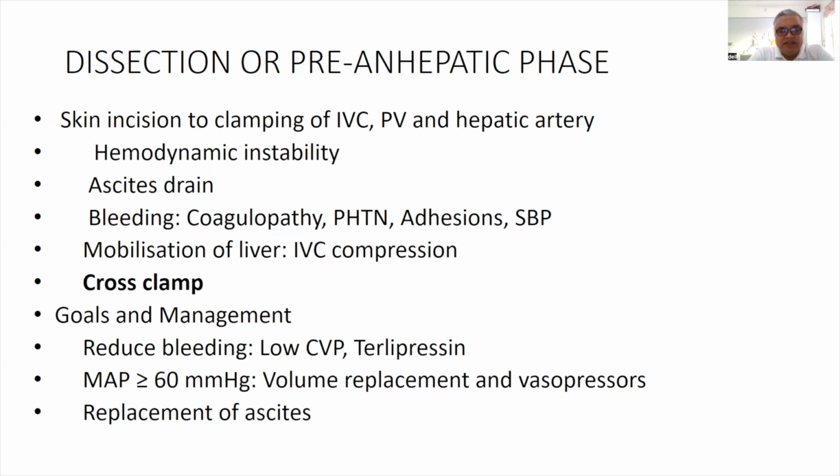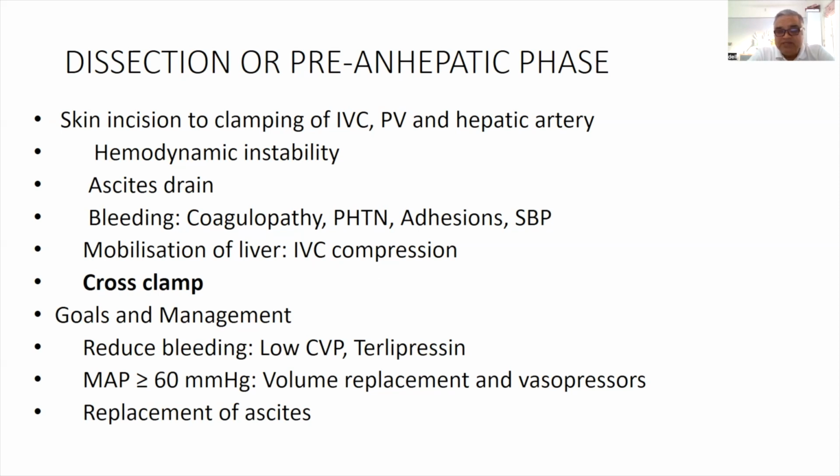Hemodynamic instability is very common. Drainage of ascites will lead to a sudden shift of volume, so you have to be on your toes to correct with albumin. We run a continuous infusion of albumin if the patient has a large amount of ascites till the end of surgery, either by an infusion pump or by a bottle. 3 to 4 albumins over a period of 5 to 6 hours is fair enough.